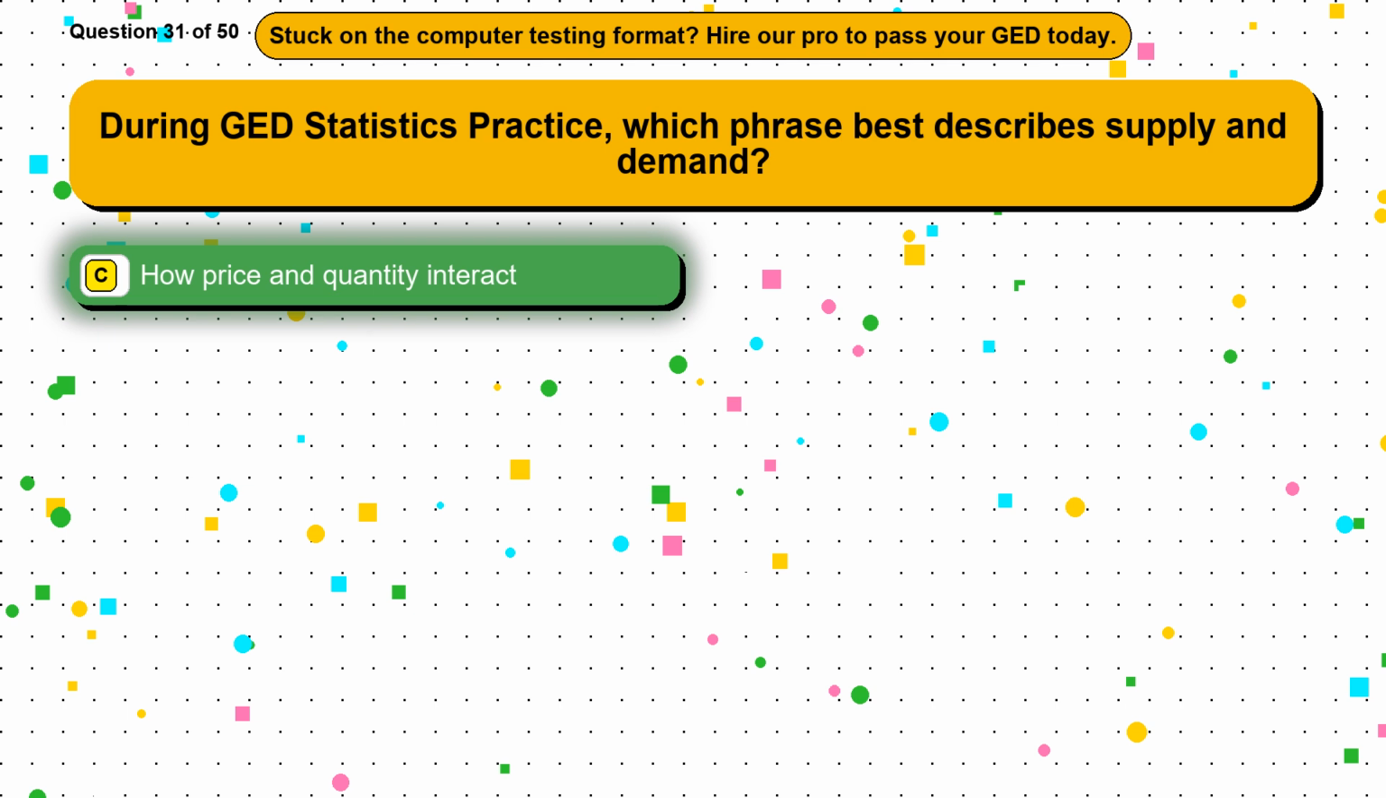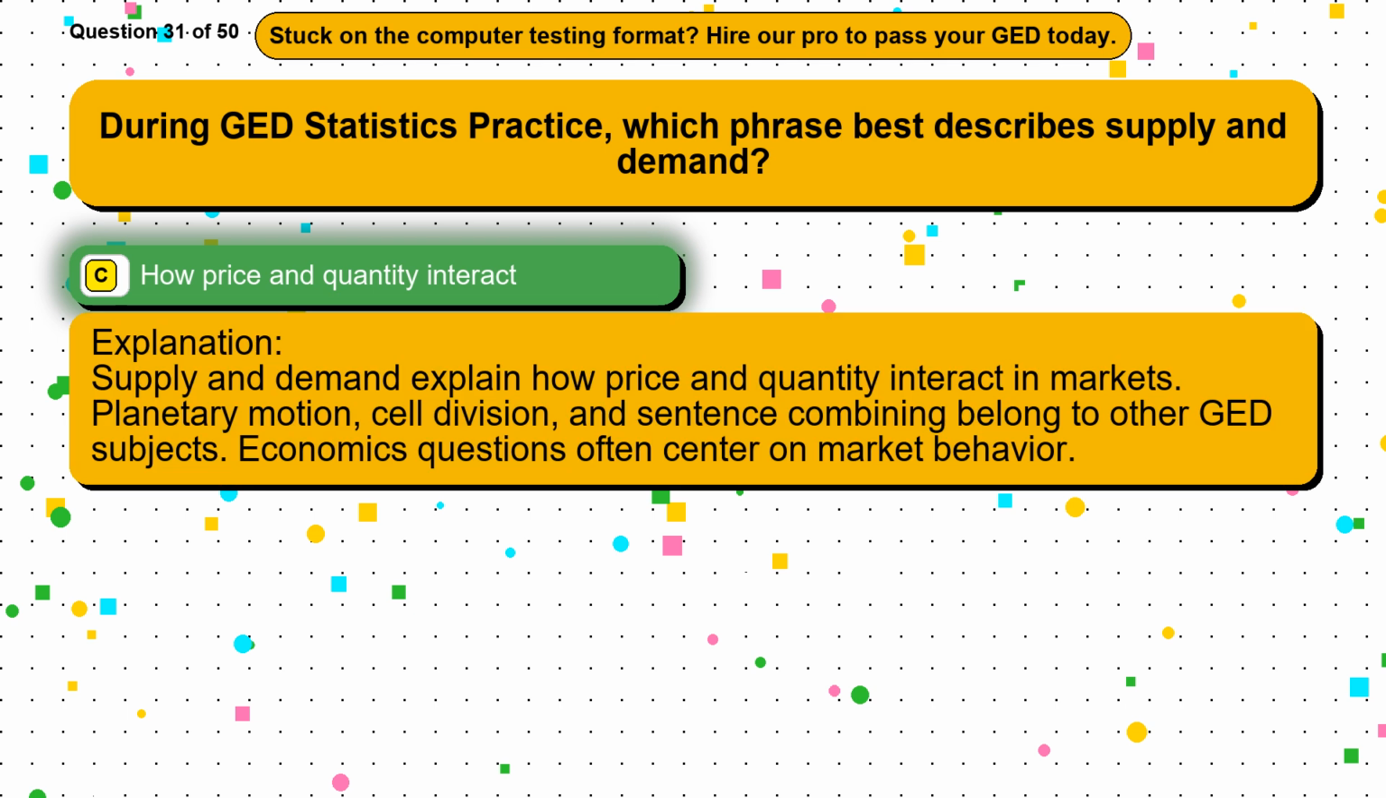How price and quantity interact. Supply and demand explain how price and quantity interact in markets. Planetary motion, cell division, and sentence combining belong to other GED subjects. Economics questions often center on market behavior.